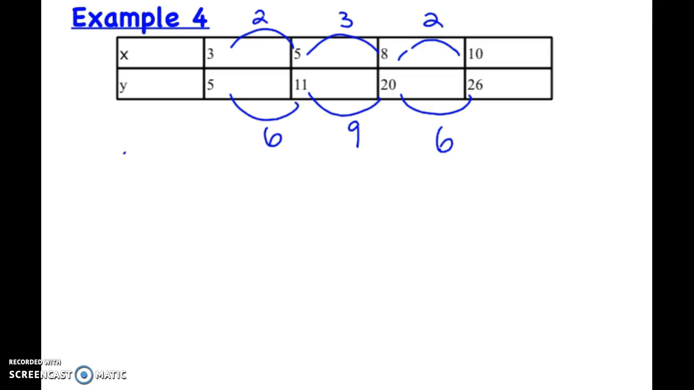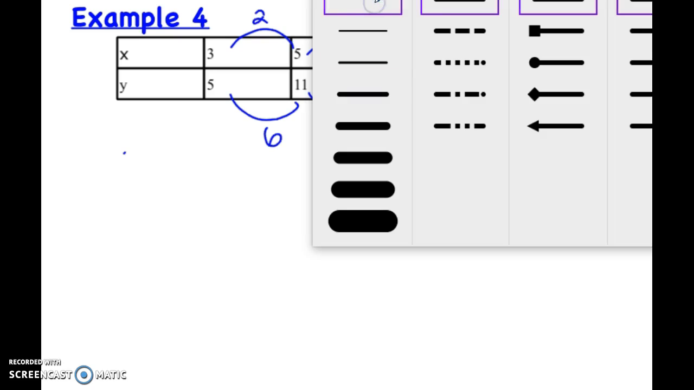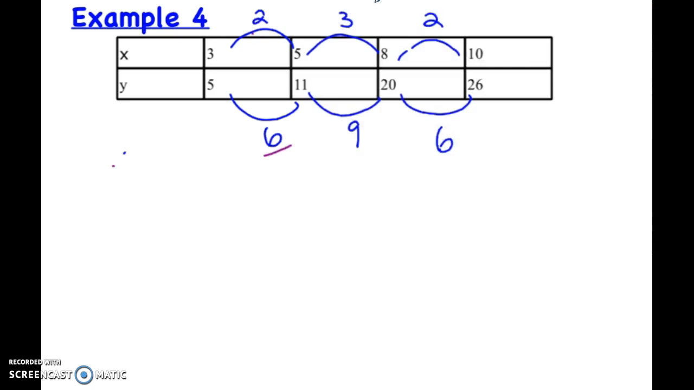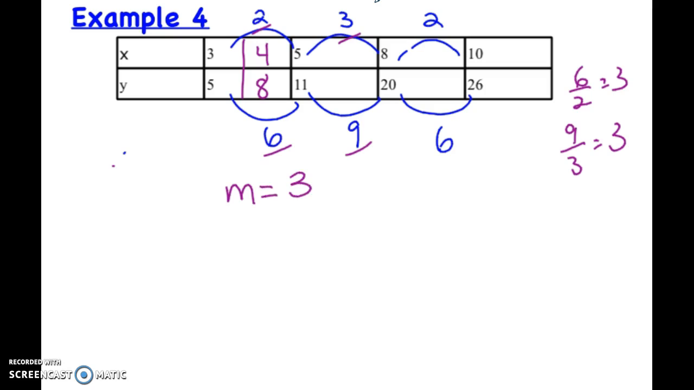You have some different options here. I usually like to use the method of dividing. 6 divided by 2 equals 3. 9 divided by 3 equals 3. You can also try filling in the gaps, like what if I put a 4 there to make it count by 1? Well, this went up 6, so each time it goes up 3. So it would go 5, 8, 11. Whatever you do, you're going to figure out that your multiplier is 3. So your equation is going to start out with y equals 3x.